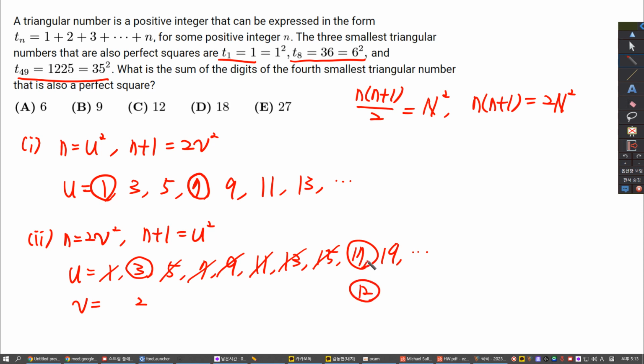So when u is 17, n is 288. That's the fourth smallest triangular number. So what's the sum of the digits in 288? Yeah, 18. So this is the answer.